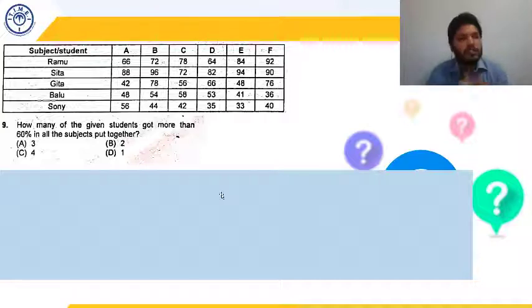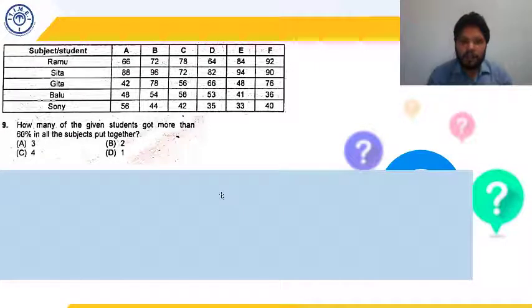Just see for Ramu. Do we need to check for Ramu? The marks scored by Ramu in each of the subjects is more than 60. And if the marks scored by Ramu in each of the subjects is more than 60, then how can his percentage be less than 60? Obviously, he will score more than 60 marks. So Ramu has to be in that category who have scored more than 60% marks, without checking, we can say that.